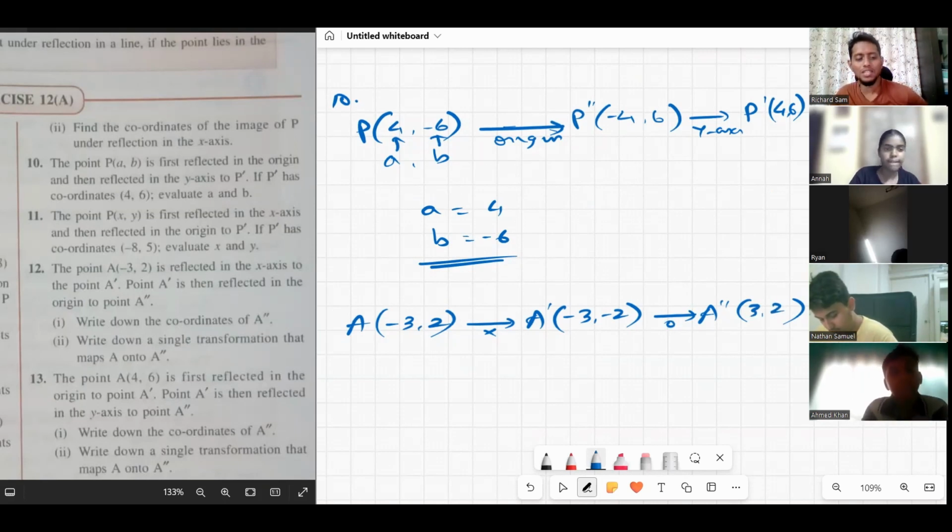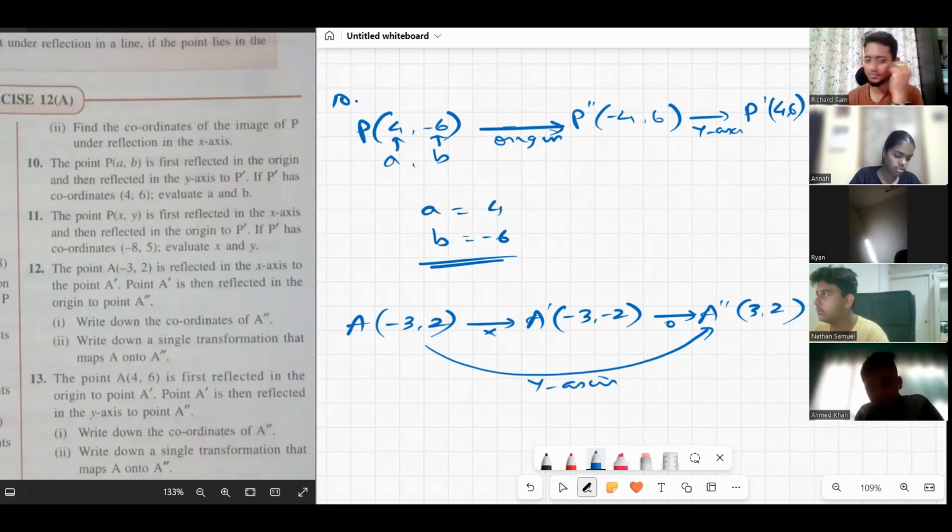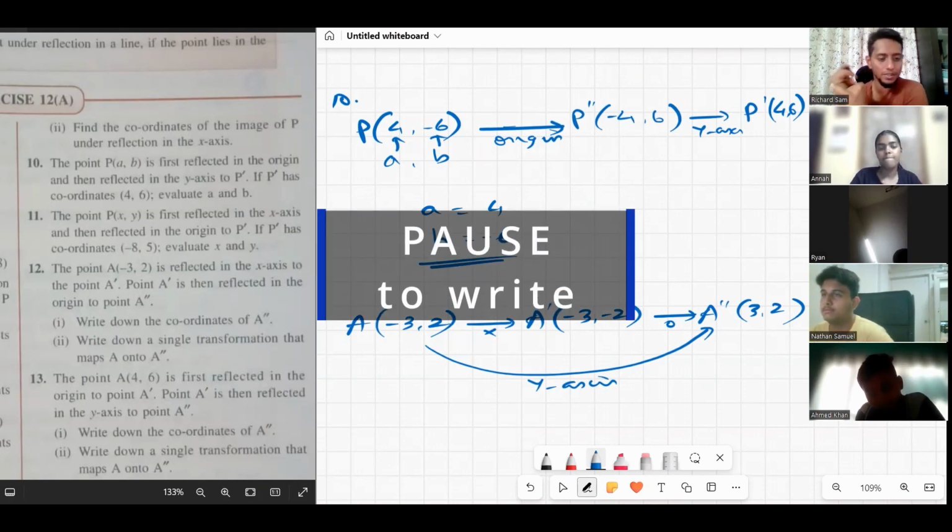Second one, write down a single transformation that maps A onto A double dash. So from here to here directly, what is the reflection? The y-axis. Because the x value is changing, minus 3 is becoming 3. So this A to A double dash is a single reflection on the y-axis. Clear? Write it.